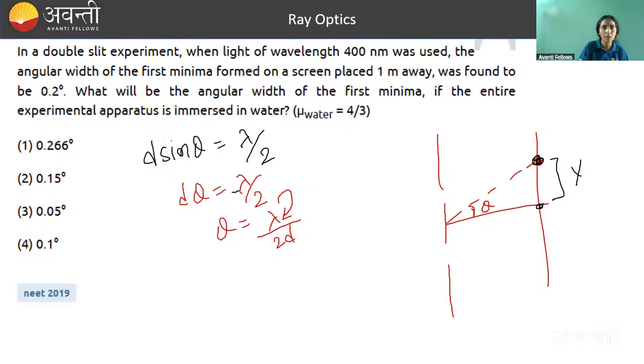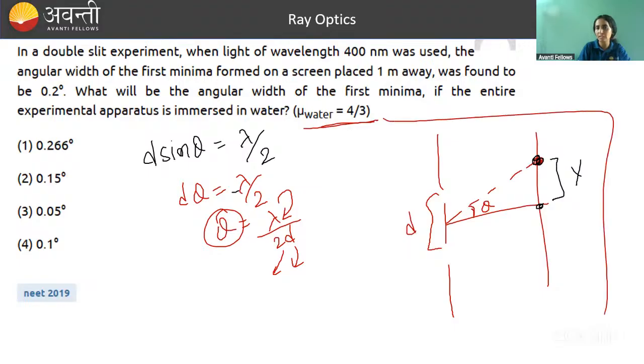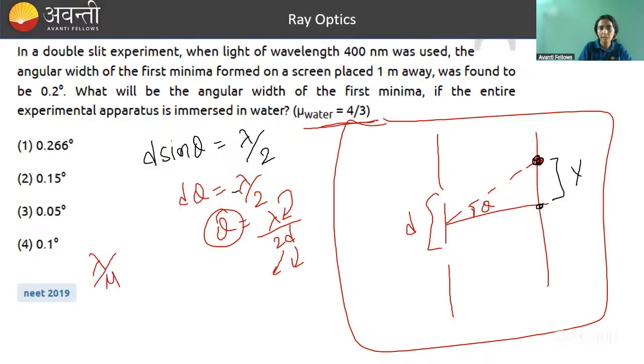Now if you are replacing this wavelength, I mean, if you are immersing the whole apparatus in a media whose refractive index is this, then what will change here? Angular separation is what? Lambda by 2d. 2 is a constant. d is the separation between slits. It is not going to change because you are changing the media. With media, what will change? Wavelength. Wavelength will become lambda by mu. So if lambda by 2d is equal to 0.2 degree, then this will become this.